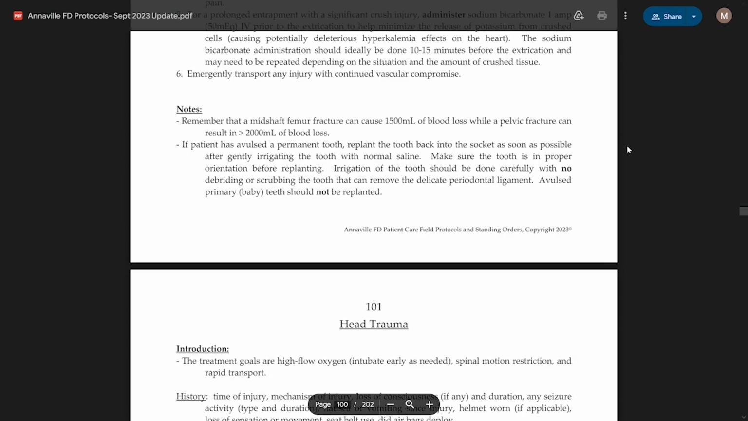Note: remember that a midshaft femur fracture can cause 1,500 milliliters of blood loss, while a pelvic fracture can result in greater than 2,000 milliliters of blood loss.